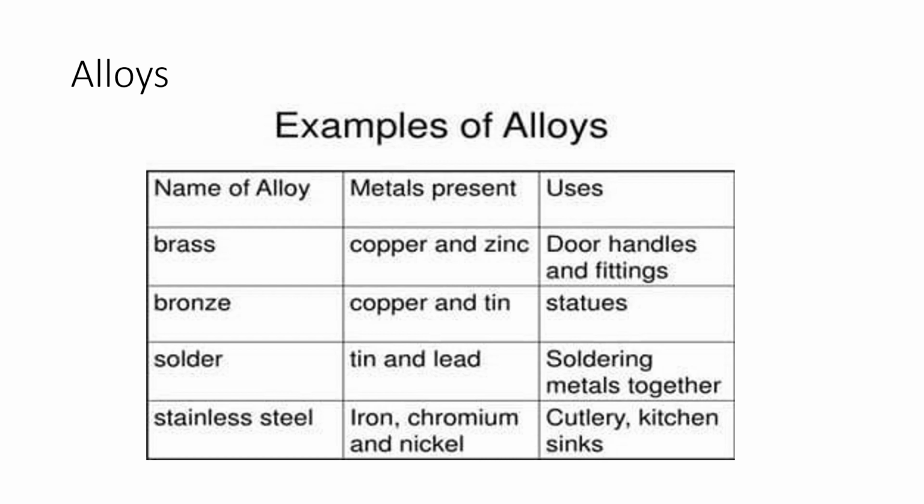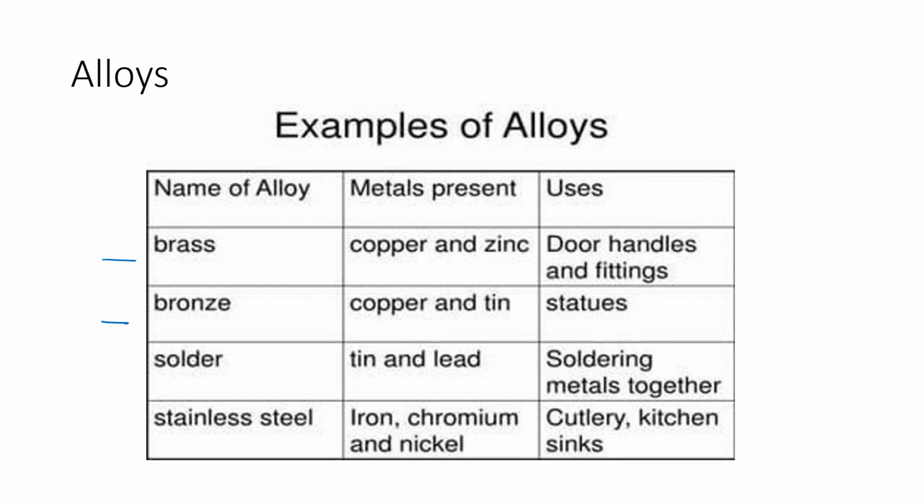Here are some examples of alloys. Oh, look, well, no, brass is copper and zinc. Oh, I had copper right. But look at bronze. Bronze is copper and tin. Solder is going to be tin and lead, and then stainless steel is kind of complicated. You have iron, chromium, and nickel.